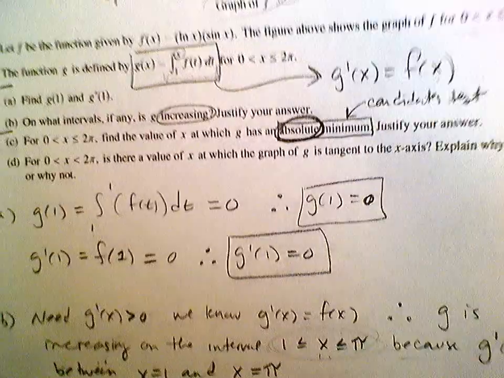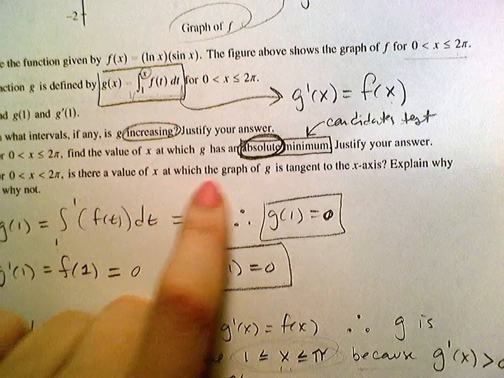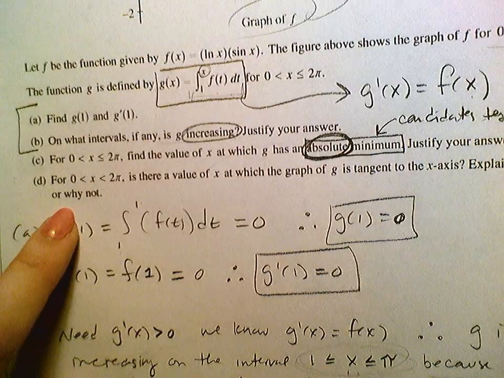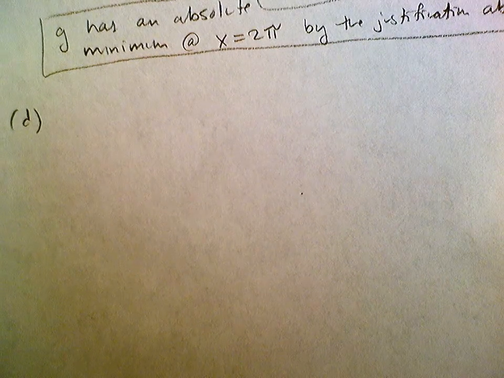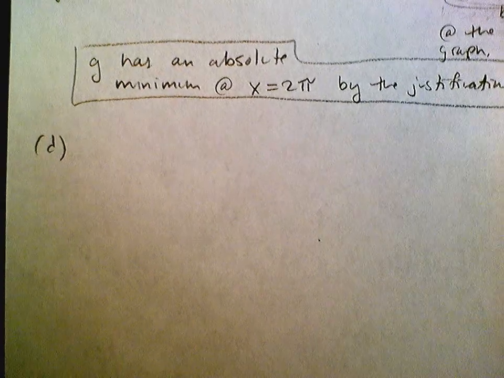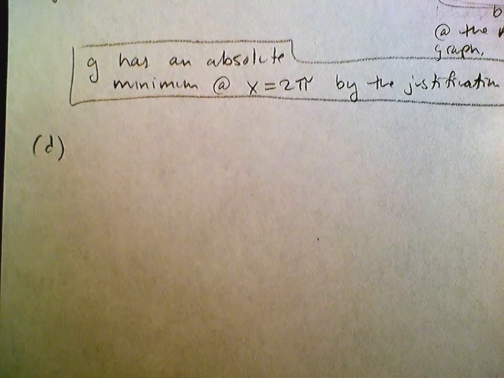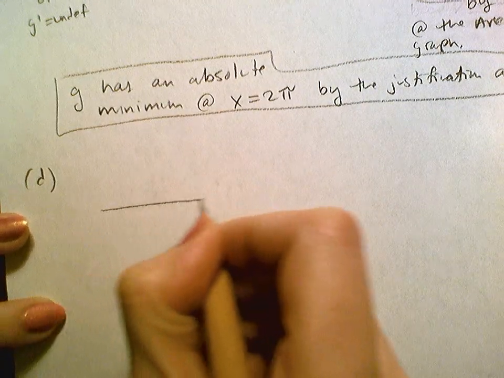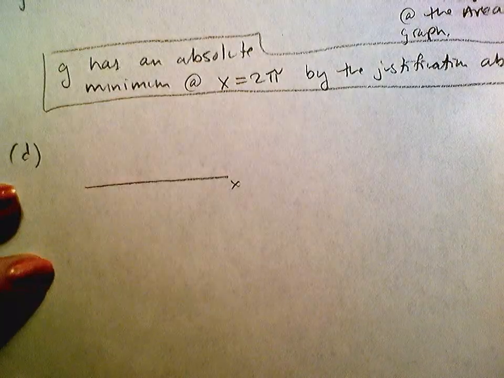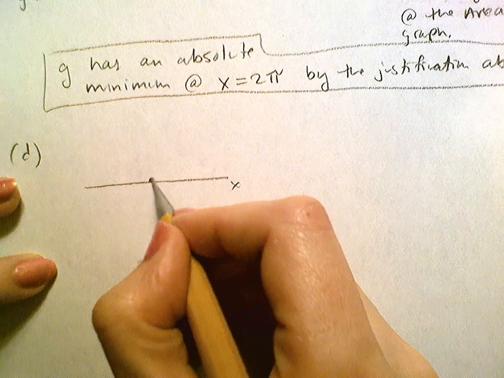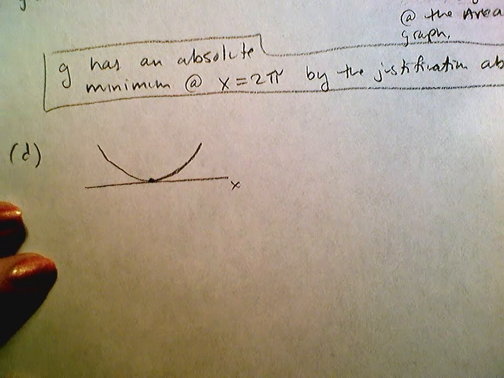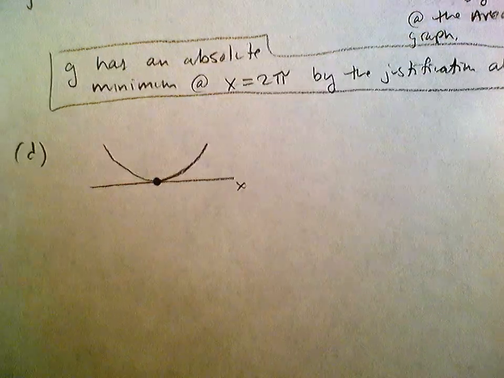And okay, so for D. For this, is there a value of x at which the graph of g is tangent to the x-axis? Explain why or why not. All right. Well, guys, you should be able to visualize what they're talking about. Okay, so let me draw. What does that look like? Tangent to the x-axis. All right, so let's say that that's the x-axis. What does it look like if the graph is tangent to the x-axis? It would look something like this, all right?